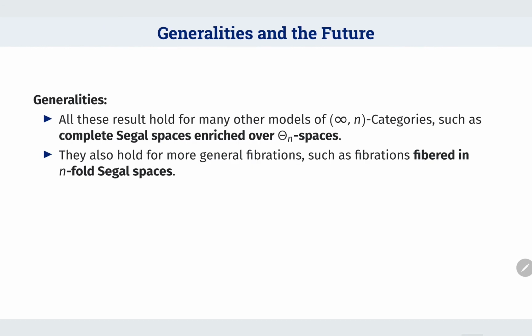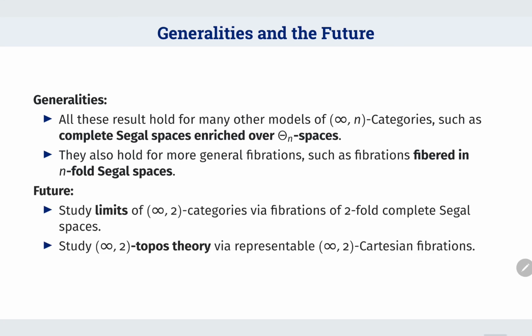So before I end the talk, let me make two important remarks, one about generalities and one about the future. So about generalities, the result stated here is far more restrictive than the actual result in the paper. In particular, I focused here on the specific model of n-fold complete Segal spaces, but everything I stated also holds for many other models of infinity n categories, such as complete Segal spaces enriched over Θ_n-spaces. Moreover, it also holds for more general fibrations, in particular not necessarily fibrations that are fibered over n-fold complete Segal spaces, but for example, fibrations that are fibered over n-fold Segal spaces, which is a strict generalization.